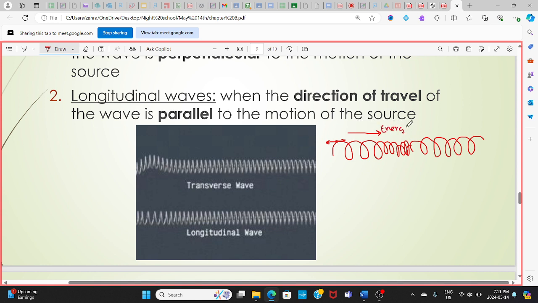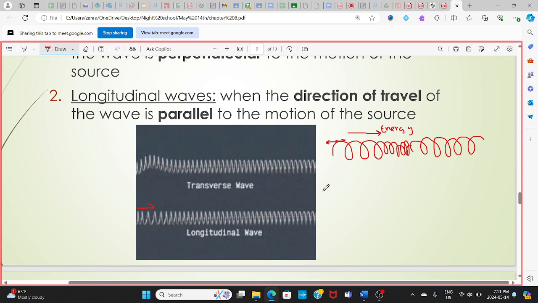Energy moving forward, and the particles moving back and forth. As you see, the direction of the energy and the particles are along with each other, or parallel. So these are the longitudinal waves. An example is a spring when you apply pressure at one end, so they vibrate back and forth. Or it could be a sound wave.